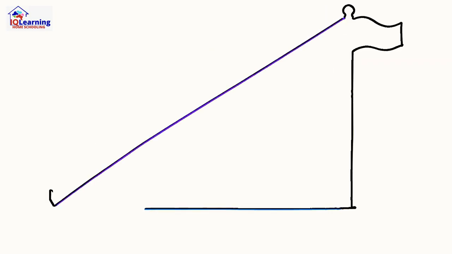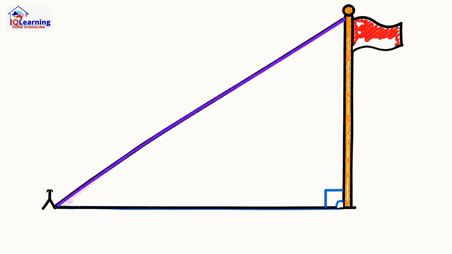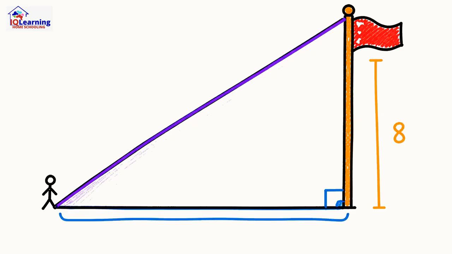Now, for step 2, you create your vertical slice. It's a new right-angled triangle. The base is the 14.1 meters you just found. The height is the flagpole itself, 8 meters.